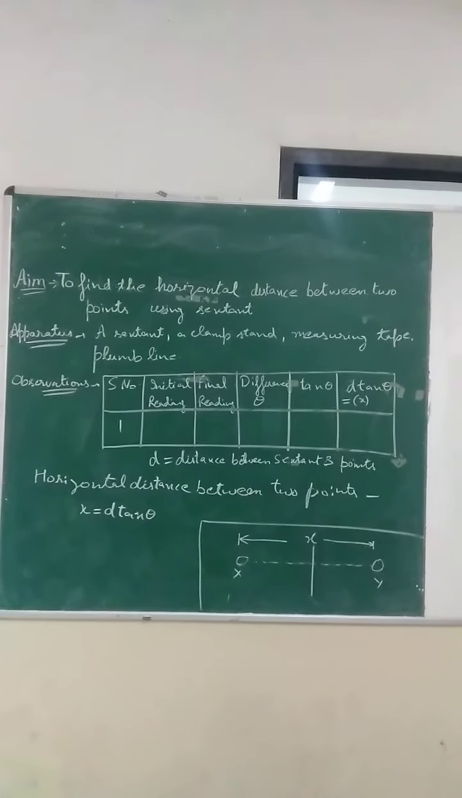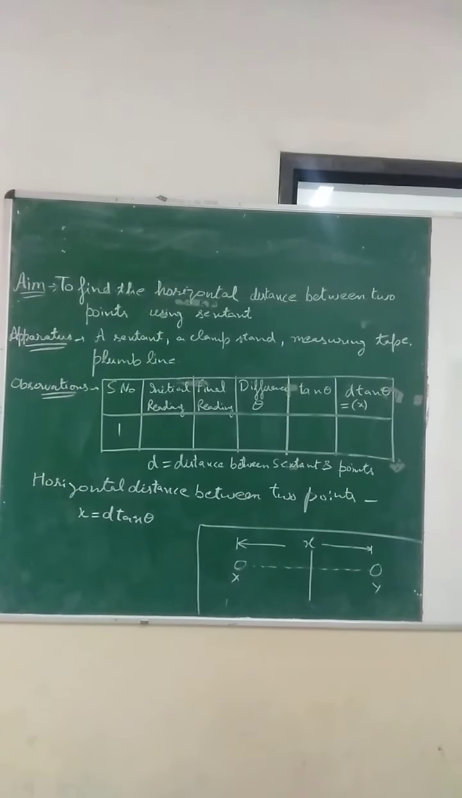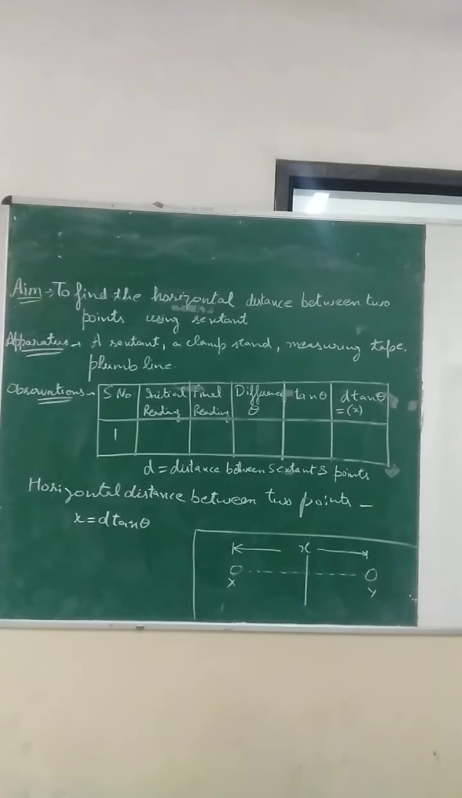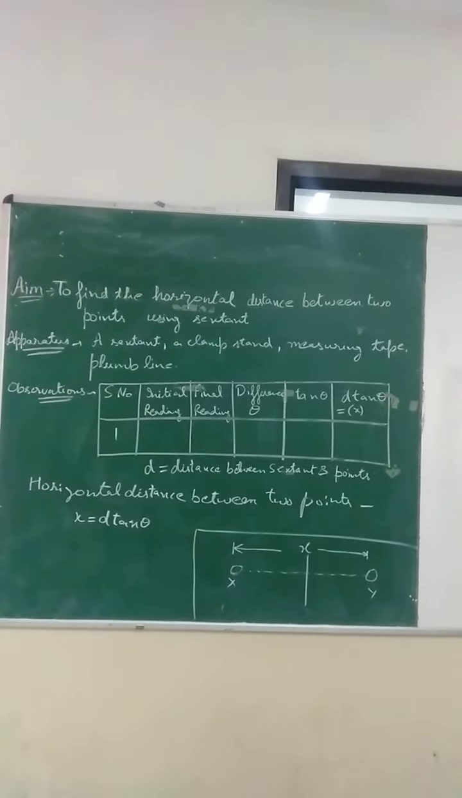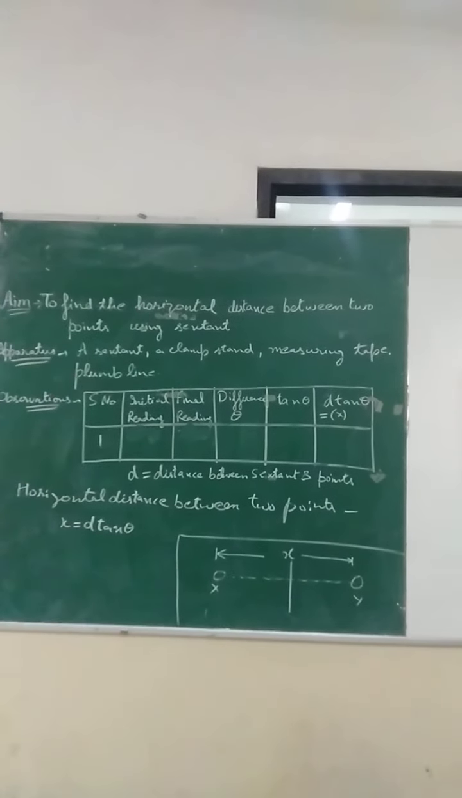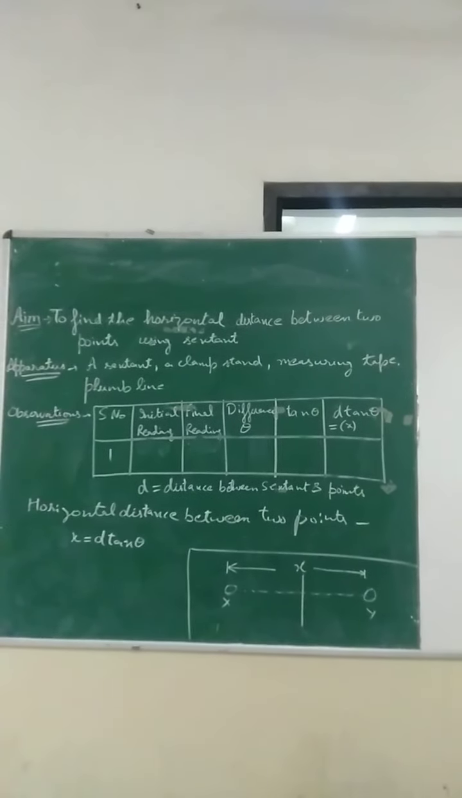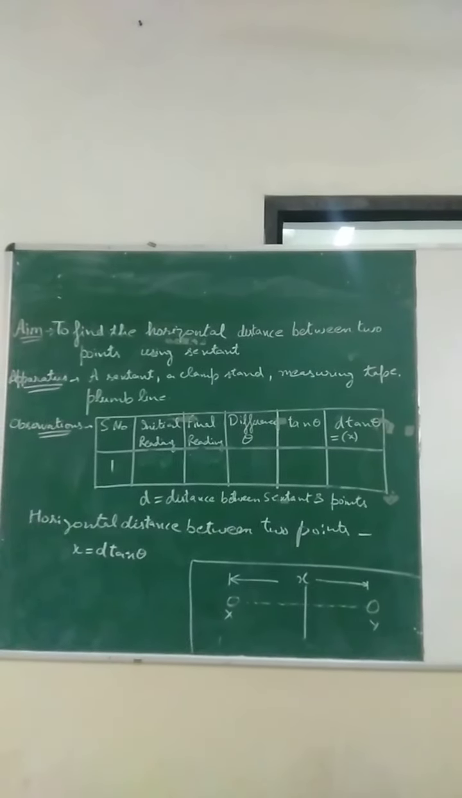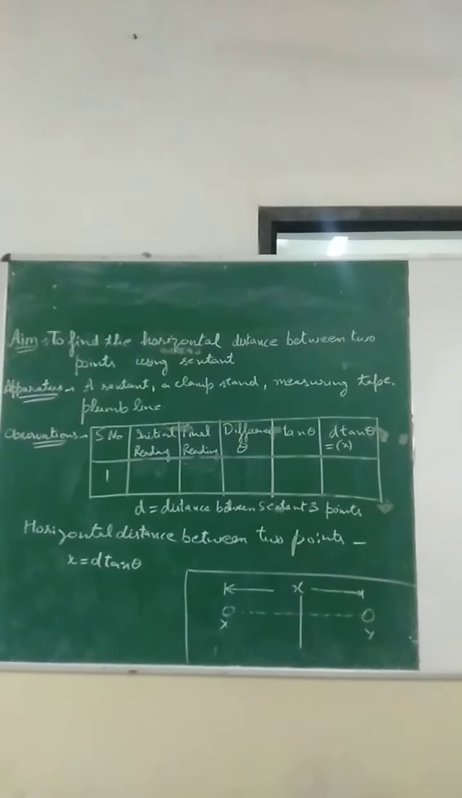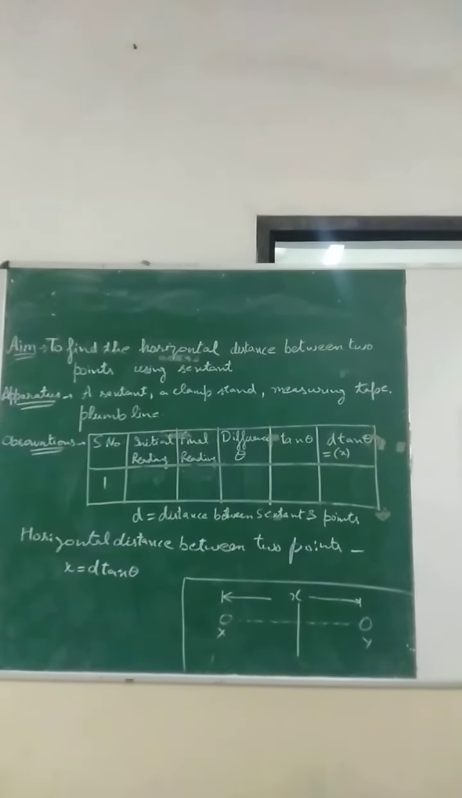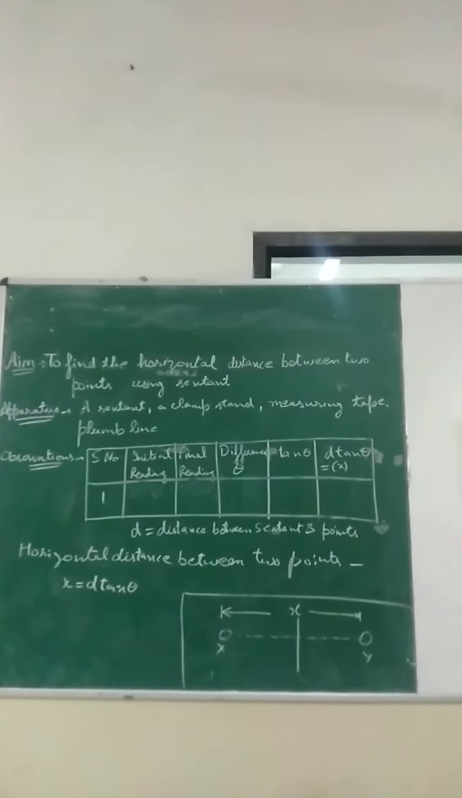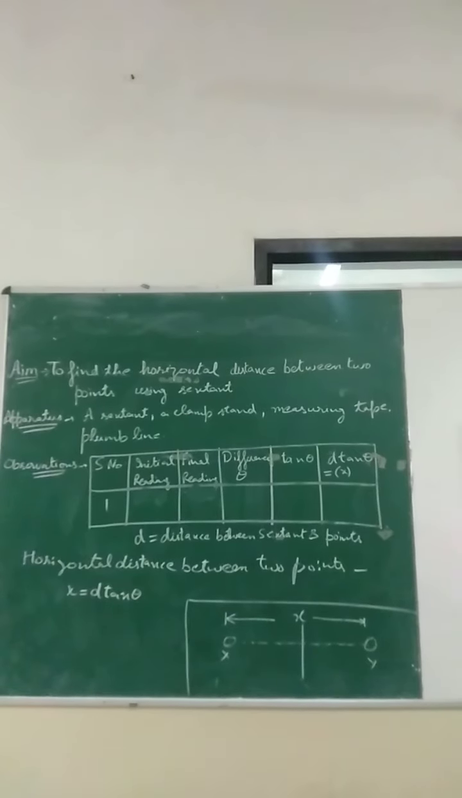Here is the observation table. In the observation table I again have the initial reading and final reading. The initial reading I have shown you was 24 degrees and 30 minutes. The difference between the final reading and the initial reading will be theta. From the log table I can evaluate tan theta of that difference theta. Then tan theta is multiplied with d, where d is the distance between the sextant and the wall upon which the horizontal points are there.